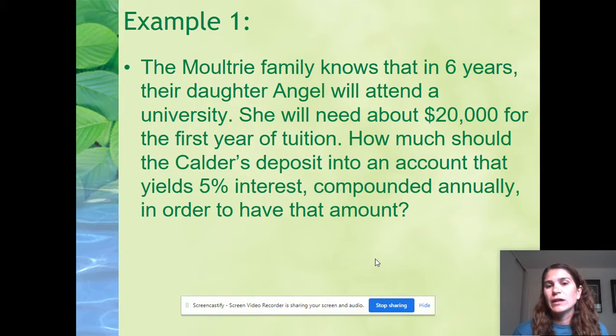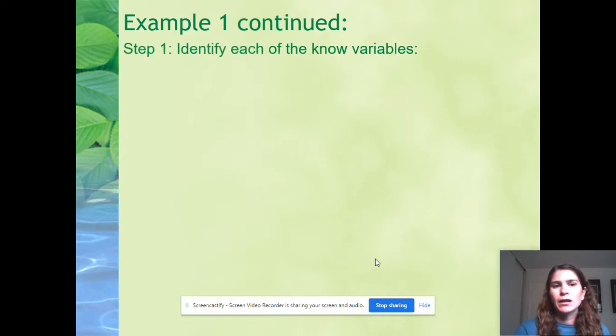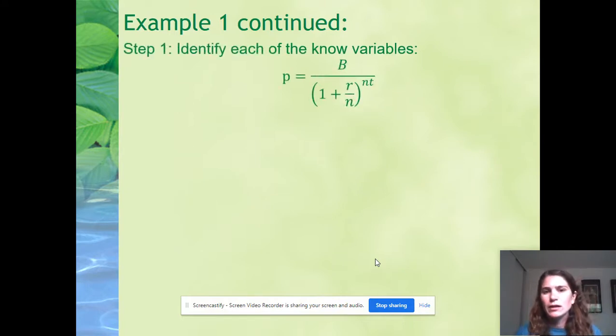So the reason why I know it's a single deposit is because I'm only putting it in that one time and I'm just going to watch it grow. I'm not making multiple deposits. So what we're going to do, we're going to go ahead and identify each of those values. If we use our formula here, we're going to identify each of those known variables. So we have our P, which is our present value that we're going to be entering in there.